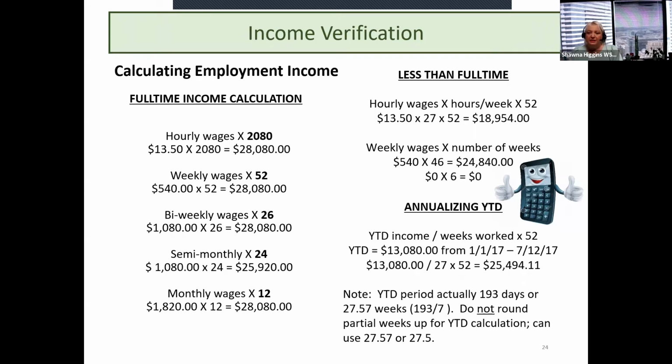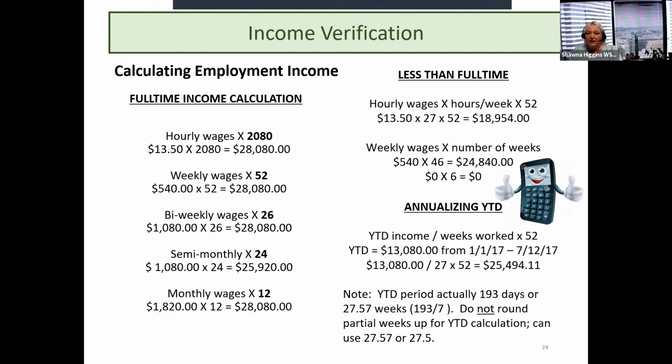So for annualizing their year-to-date income, you're going to want to take their year-to-date income and divide it by how many weeks are worked. And then you're going to take that and divide it by 52 weeks. So for instance, on our employment verification form, it asks for the year-to-date number, and then it asks from what day to what day that annual number was from.